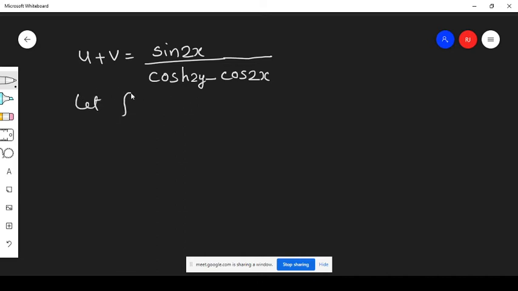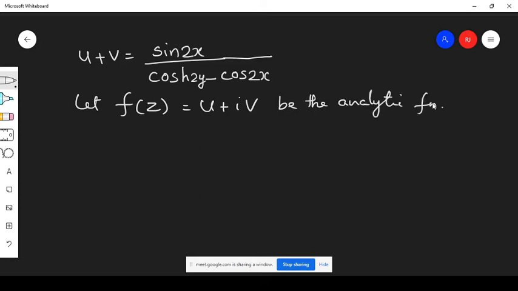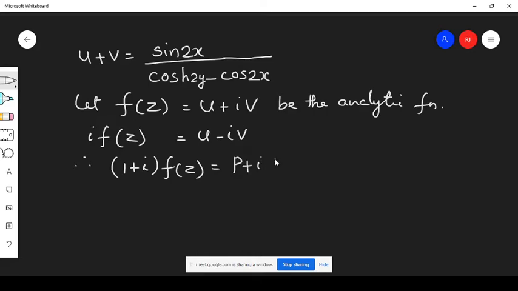Let f(z) = u + iv be the required analytic function. Then, one step you have written in the previous question, you will write here: i into f(z) is equal to u minus iv. Therefore, directly (1 + i) f(z) is equal to p + iq. You need not show it again, where p is u minus v and q is u plus v. Up to this you have to write in each question.